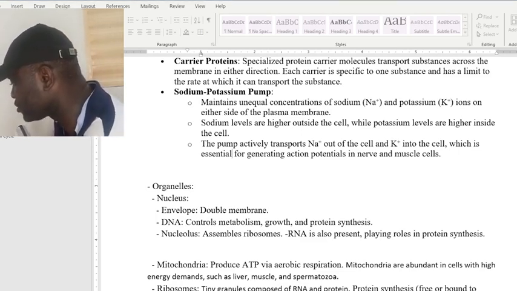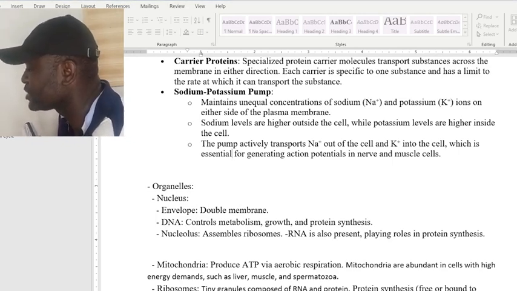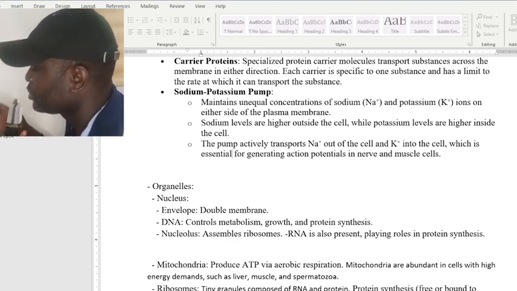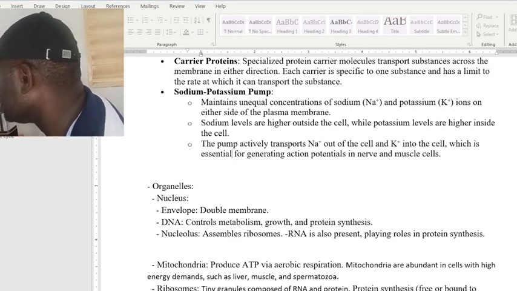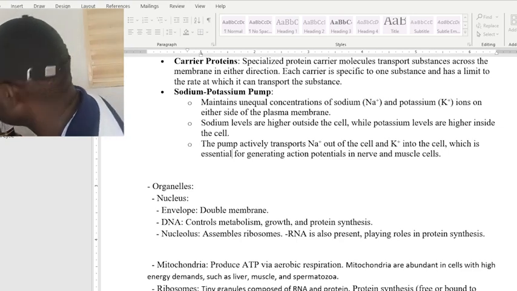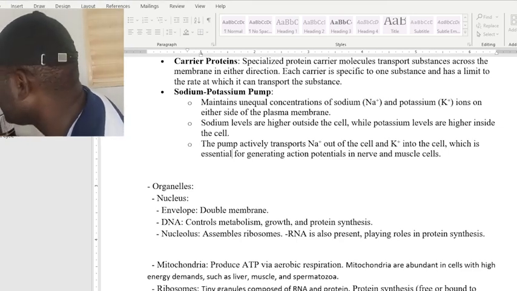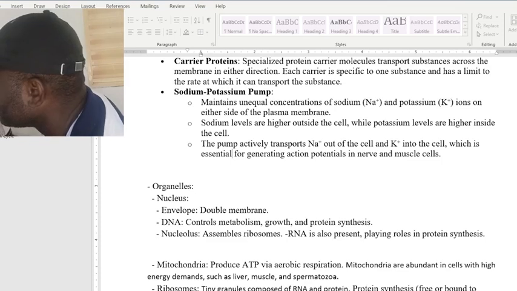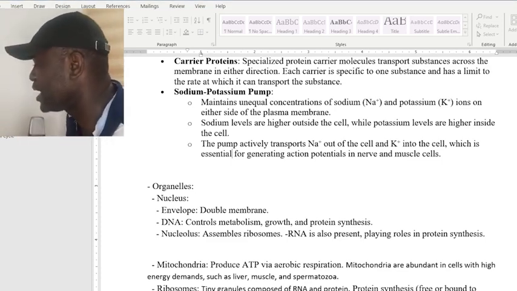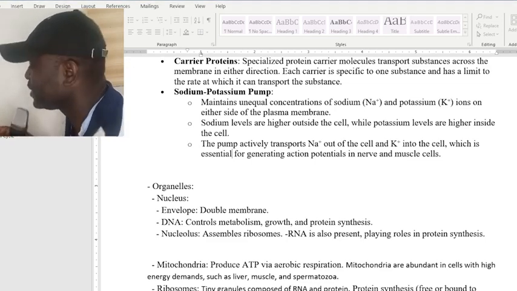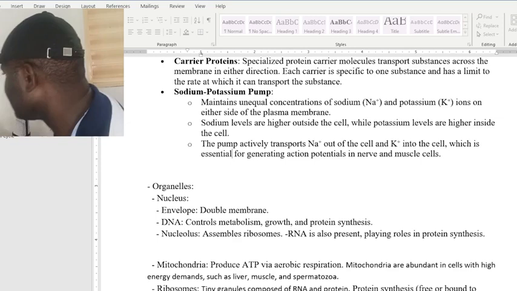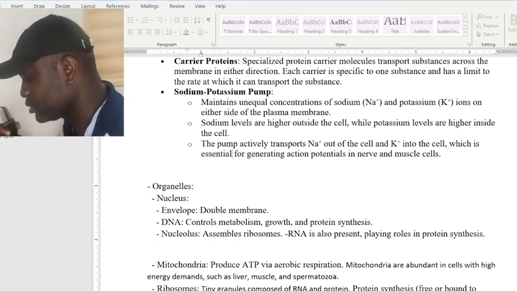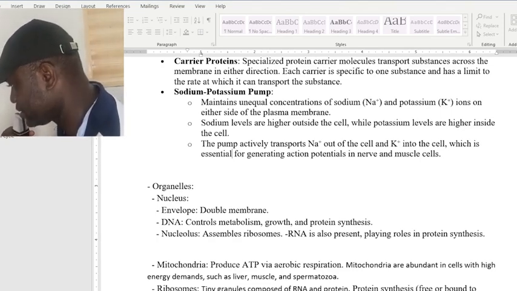Then we have the nucleolus. What the nucleolus does is to assemble ribosomes. So the implication of that is that we have DNA in the nucleus, and we also have RNA in the nucleus. But the nucleolus is the one that assembles the RNA. If you still remember, I think I taught your class the process of protein synthesis, transcription, and translation. But don't worry, we will still talk about that.